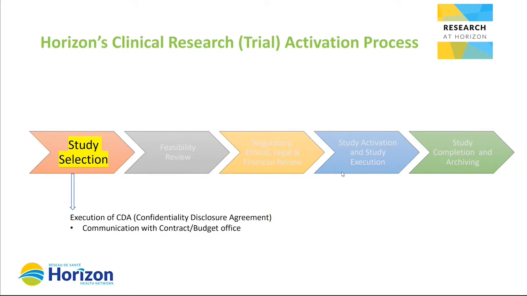Typically, the first email doesn't really have much information about the study. It's maybe just the study title and perhaps a brief description. At this point, you don't even have the full protocol to review. But if you are interested to know the full detail about the study, the first step is to ask for a document called a CDA, which stands for confidentiality disclosure agreement, and that needs to be forwarded to your contract budget office.